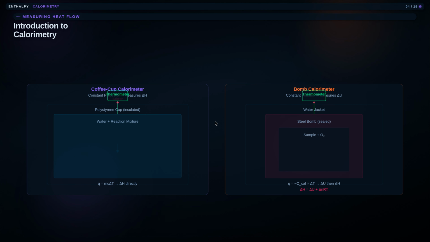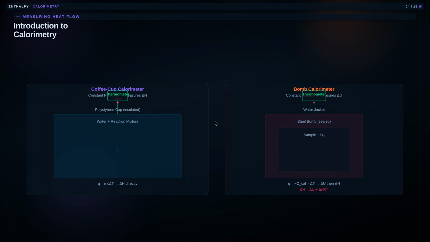Calorimetry is the experimental technique of measuring heat flow during chemical or physical processes. The device used is called a calorimeter, an insulated container that minimizes heat exchange with the surroundings. The fundamental principle is that heat lost by the system equals heat gained by the calorimeter and its contents. This is conservation of energy. The key equation is Q equals mc delta T, where Q is heat energy, m is mass, c is specific heat capacity, and delta T is the temperature change.